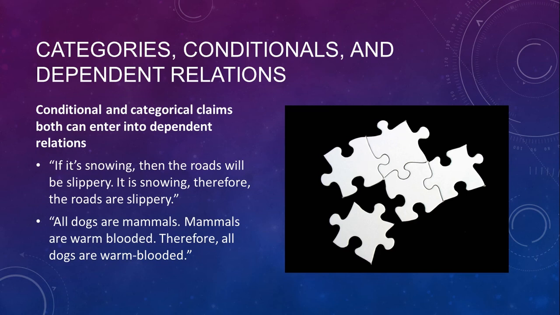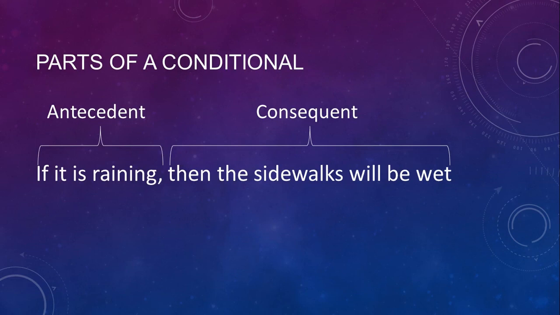All dogs are mammals. Mammals are warm-blooded. Therefore, all dogs are warm-blooded. Again, the common bit in the two first sentences, mammals, drops out, and the conclusion is just sort of the smushed together result of the remainder. Yeah?